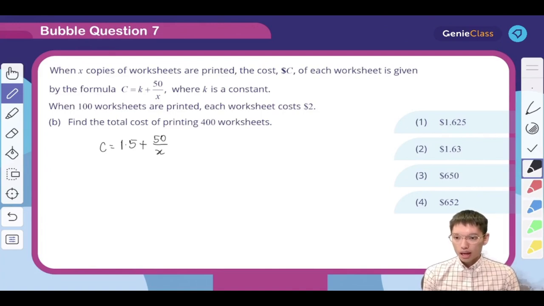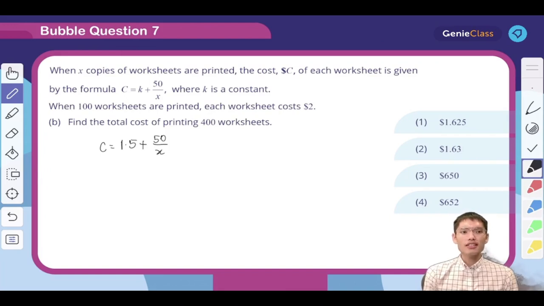Okay, take note, 100 worksheets. Sorry, 400 worksheets. I'm seeing the initial conditions. 400 worksheets, what do we have? Okay, let's see what we have. I want the total cost. Look at the question. I want the total cost. Some of you are reading it wrongly. I want the total cost. Some of you are reading a little bit wrongly, and I understand where you are coming from.